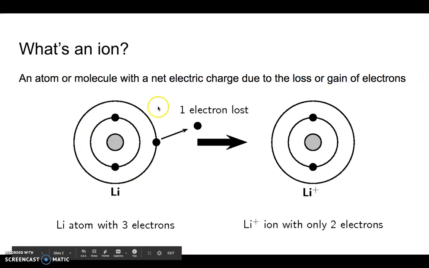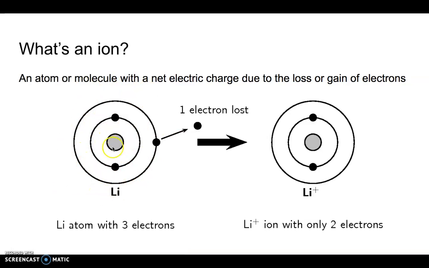So, for example, here's a neutral lithium atom, right? Lithium is atomic number 3. So it has 3 protons, or 3 positive forces. It has 3 electrons, so 3 negative forces. And so plus 3 plus negative 3 equals 0. Right, so this is a neutral atom, has no charge.